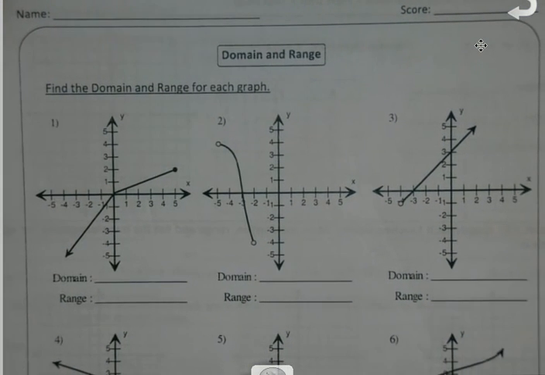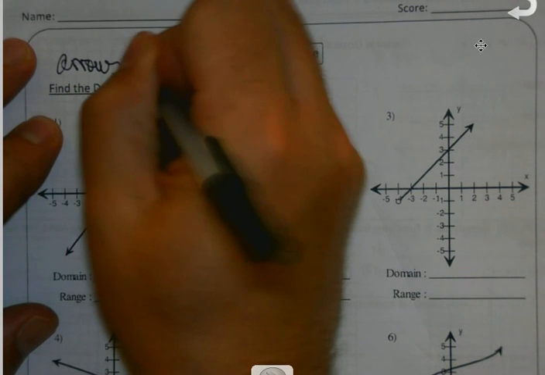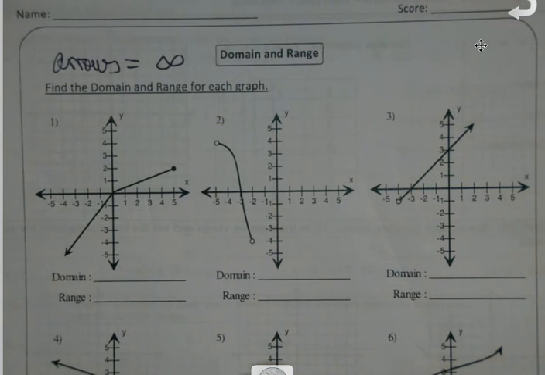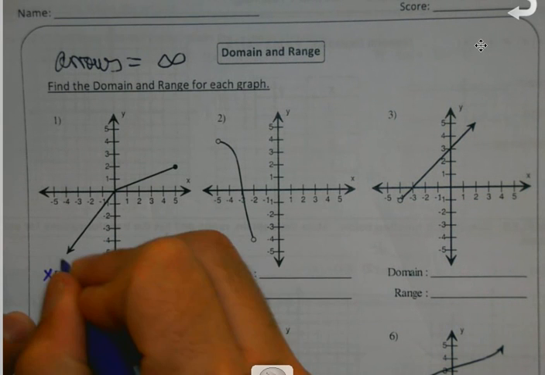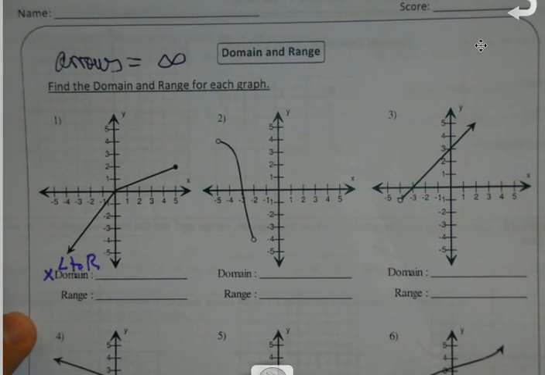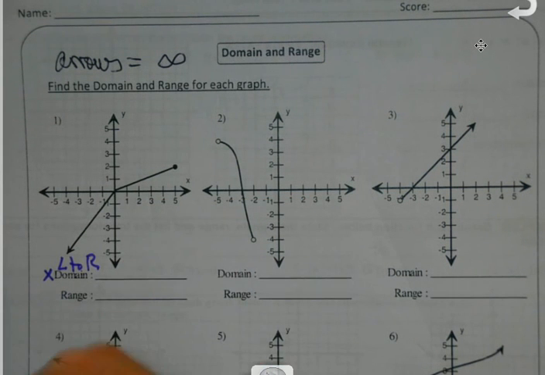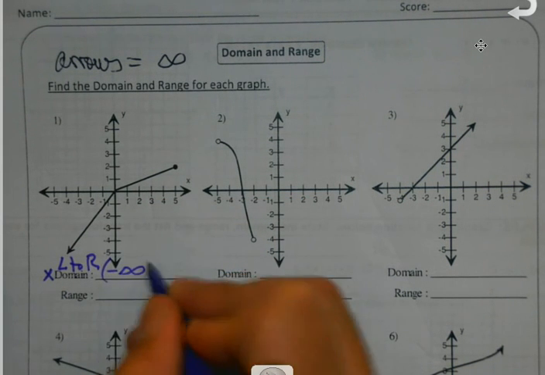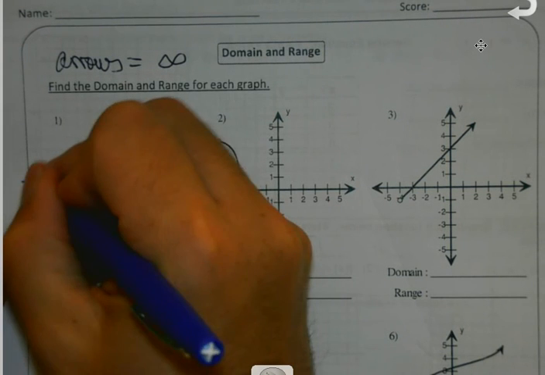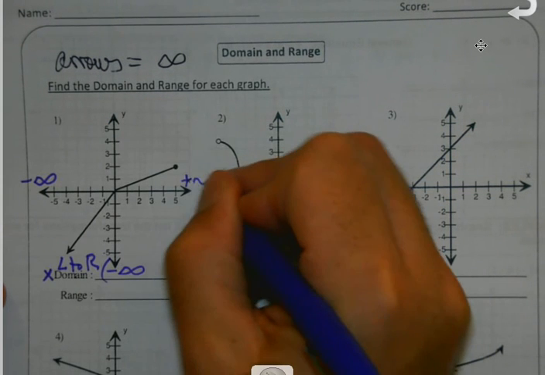All right, if domain and range is your issue, reminder. You start seeing arrows, infinity is going to be involved somehow. So like for instance here, my domain. Remember, it's the x values going from left to right. Well, if this is an arrow, this is going to keep going and going forever to the left, which is negative infinity. Negative infinity to the left, positive infinity to the right.